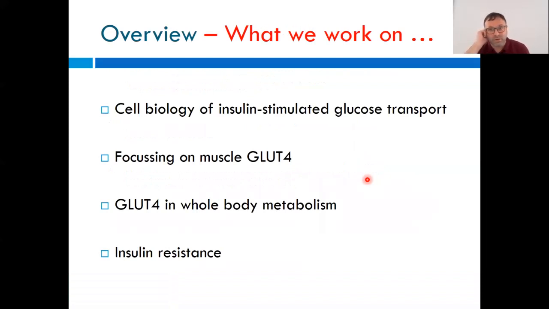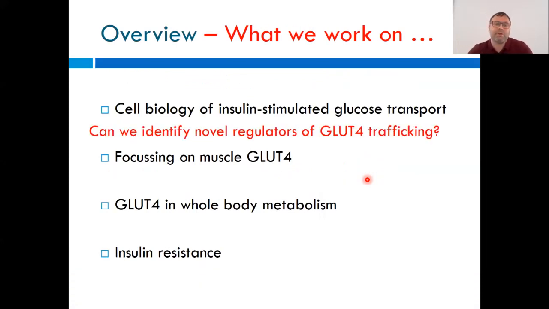So just to give you an idea what the active projects are in our group at the moment, this is the overview that I provided at the start of the talk. Regarding the cell biology, because this is what we're really interested in, we're trying to undertake studies to identify new regulators of GLUT4 trafficking, with a particular interest in understanding how plasma membrane signaling events might be involved in regulating GLUT4 translocation. We are very interested in muscle, particularly because of the knowledge that exercise or contraction-based stimuli can still induce GLUT4 translocation in insulin-resistant muscle.